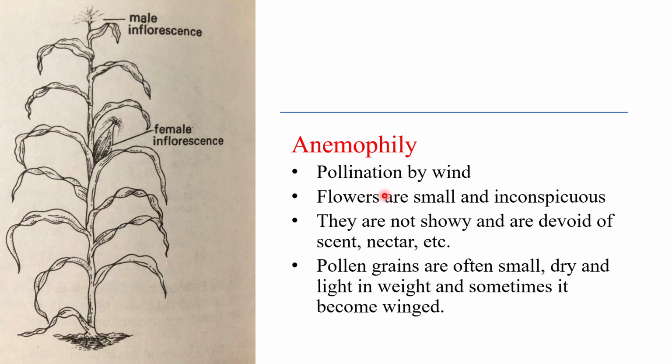Here usually the flowers are small and inconspicuous. They are not showy and are devoid of scent or nectar. The pollen grains are often small, dry and light in weight, and sometimes winged. Here we see how in the maize plant anemophily takes place. Here the style and stigma are generally branched to catch the pollen grains.